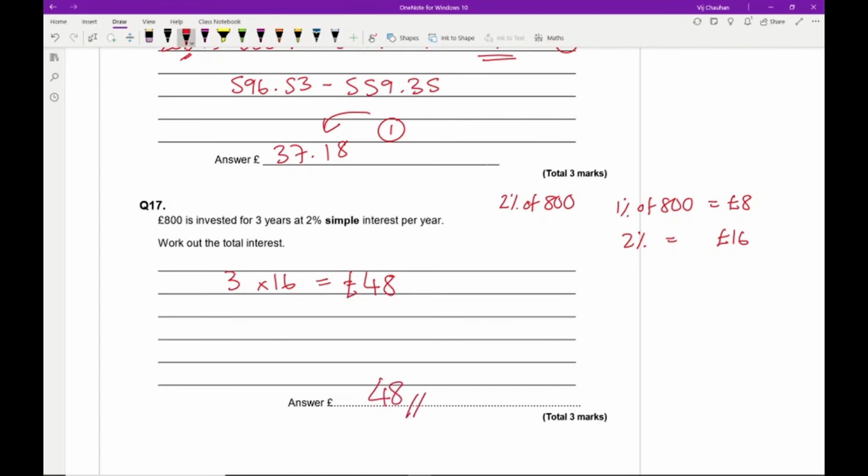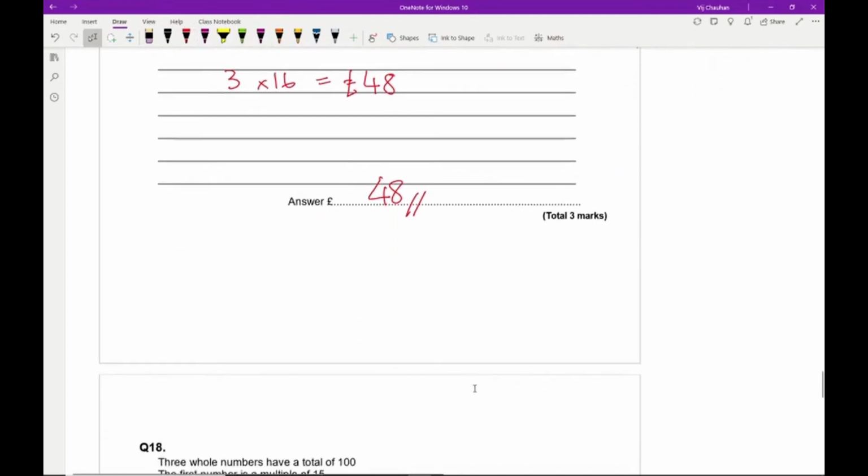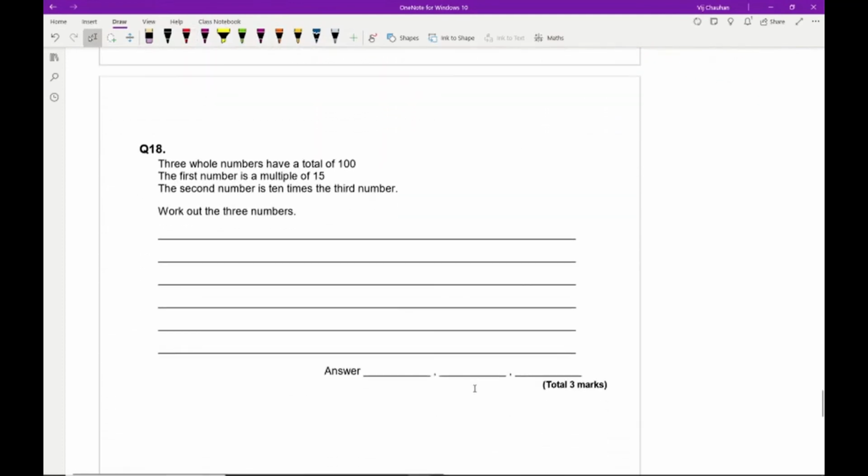So not to get confused with percentage increase or decrease questions. And moving on to question 18. It says 3 whole numbers have a total of 100. The first number is a multiple of 15. The second number is 10 times the third number. Work out the 3 numbers.